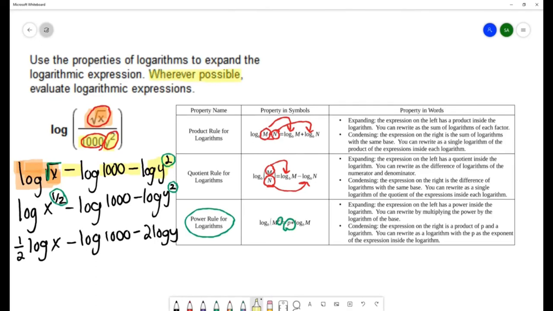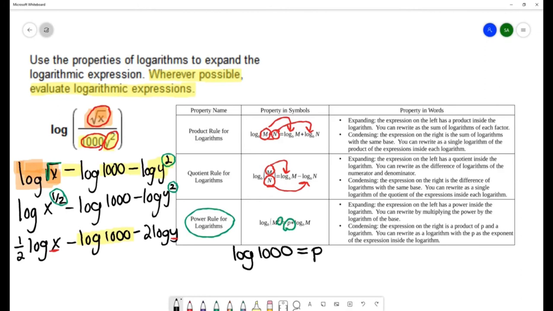It says, wherever possible, evaluate the logarithmic expressions. This expression log of 1,000 is log of a number rather than log of a variable. The log of the variable we're not able to simplify because we don't know the value of the variable, but log of a number we can simplify. We have log of 1,000, so we say, okay, I'm not sure what this log equals. Let me let it equal p for power. Log always equals the power or the exponent.